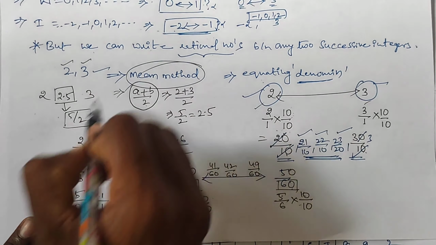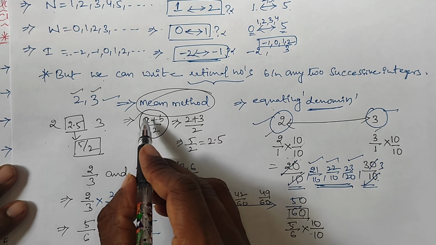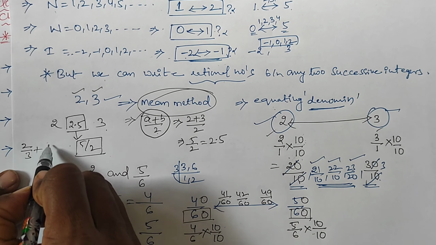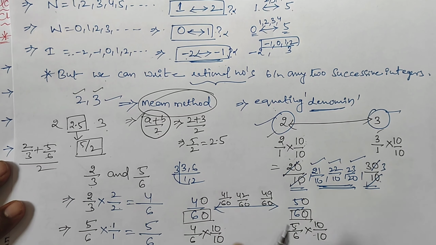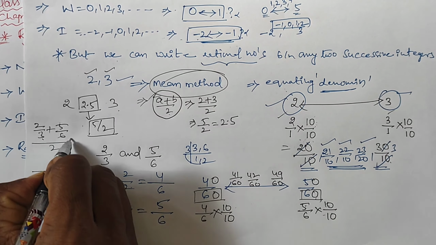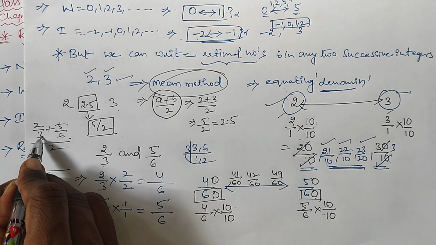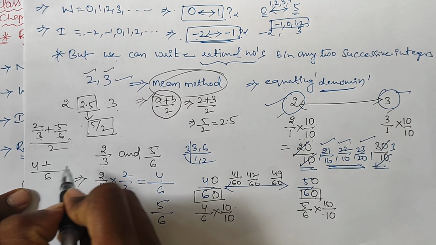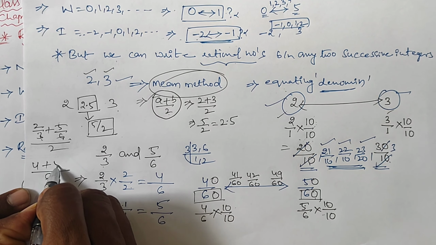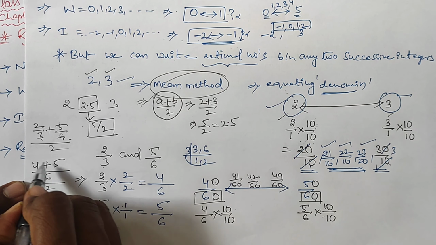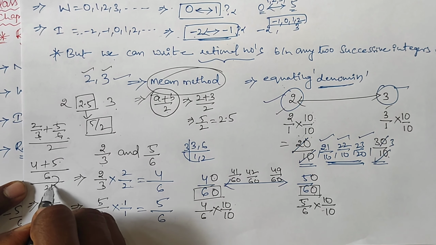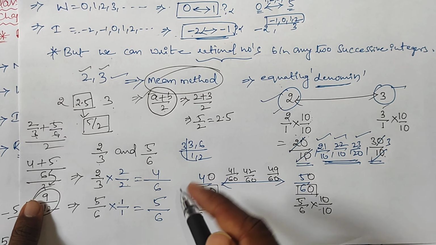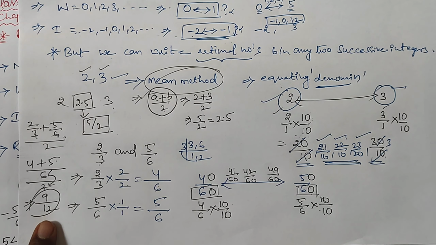Or else you can use the mean method. Mean means average, (a + b)/2. Here a is 2/3 and b is 5/6, so (2/3 + 5/6)/2. The LCM of 3 and 6 is 6. In 3 table 6, 2 times, so 2 twos are 4; plus 6 table 6, 1 time, 1 five is 5. So 4 + 5 is 9, over 6, divided by 2, which is 9/12. So 9/12 is a rational number between 2/3 and 5/6.